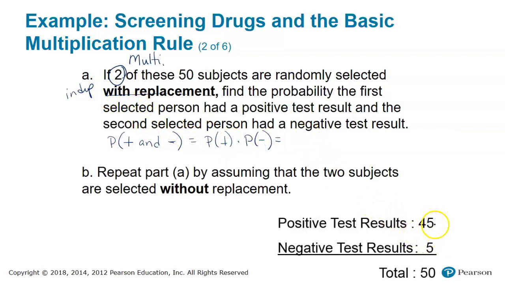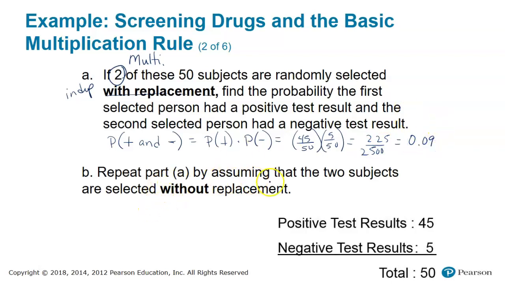So if I look down here, my positives, I had 45 out of 50. And the negatives, I had 5 out of 50. So when I simplify that, that's going to be 225 out of 2,500. So I'm going to have 0.09.